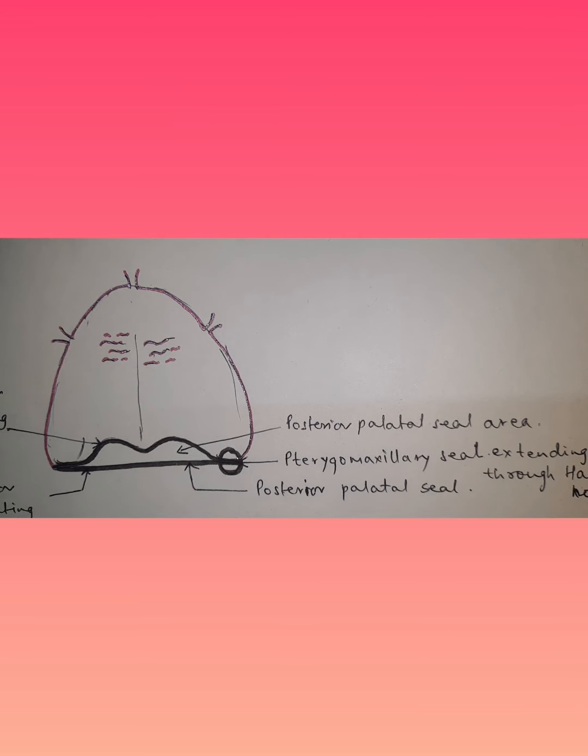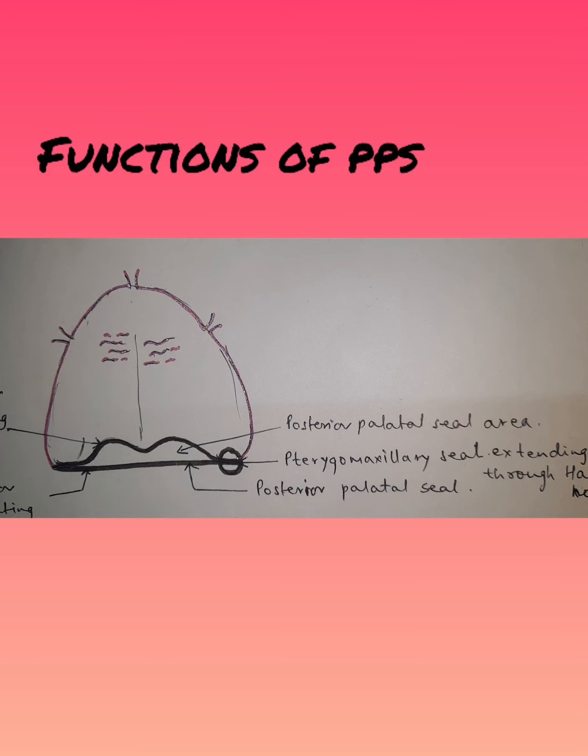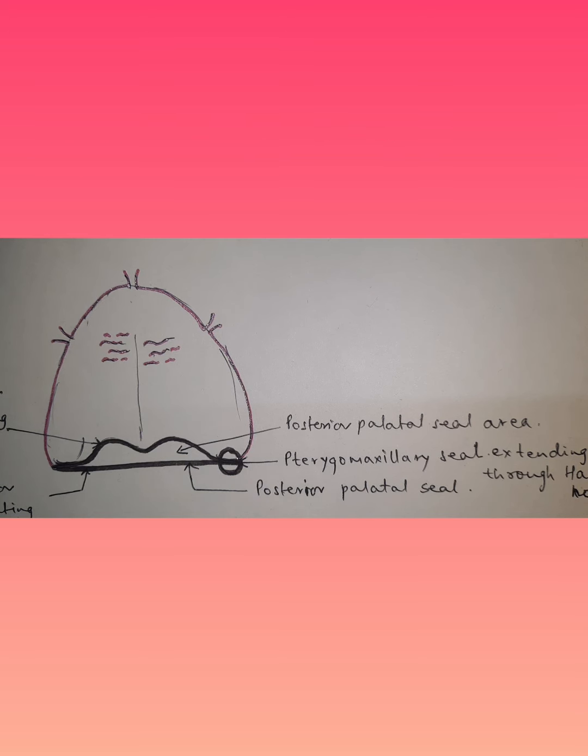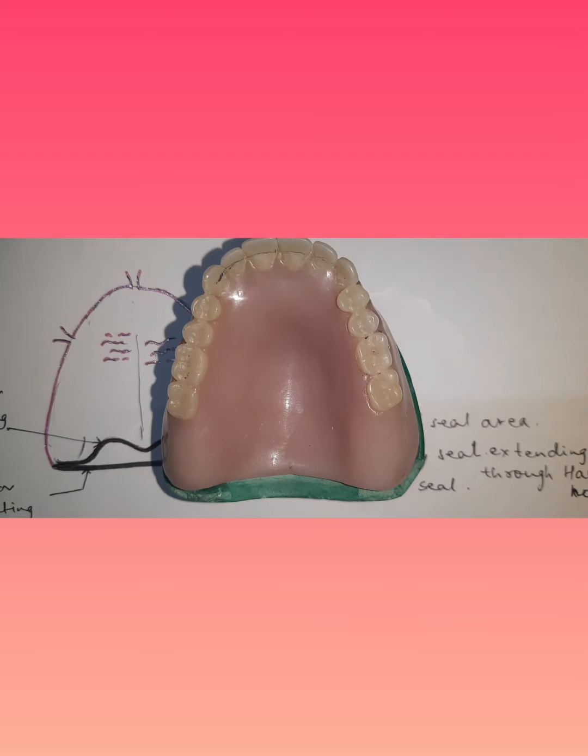So what is the function of recording posterior palatal seal? Why do you want to record posterior palatal seal? One, to increase retention. Secondly, to prevent any food from getting under the denture. You don't want any food to get lodged between the denture and the tissues. That will definitely prevent the lodgement of food, and that will be comfortable to the patient.